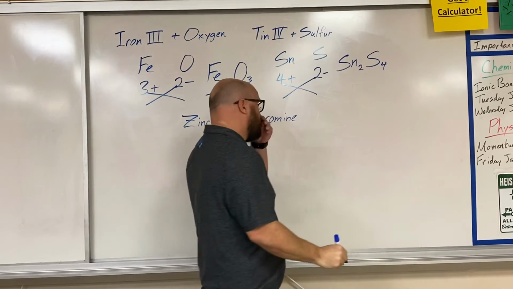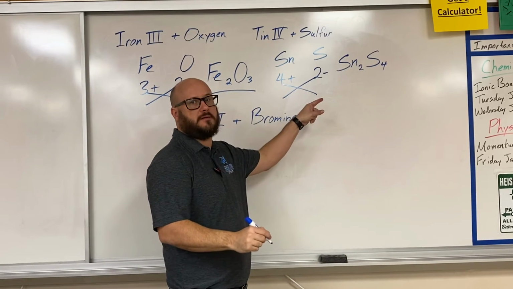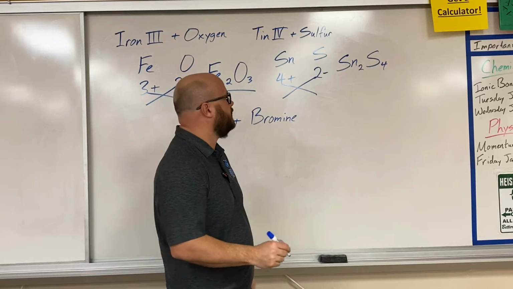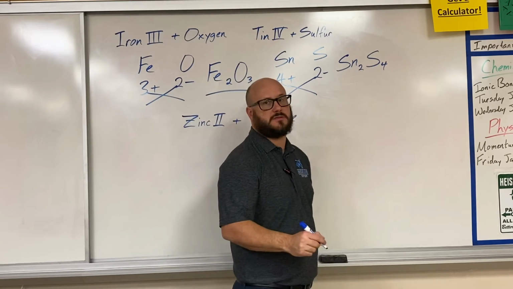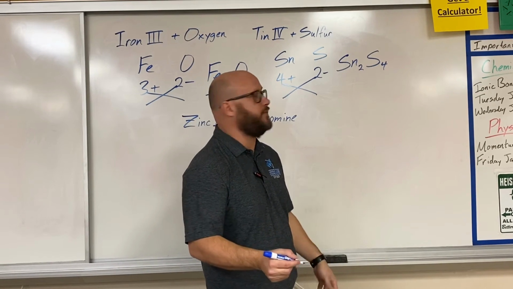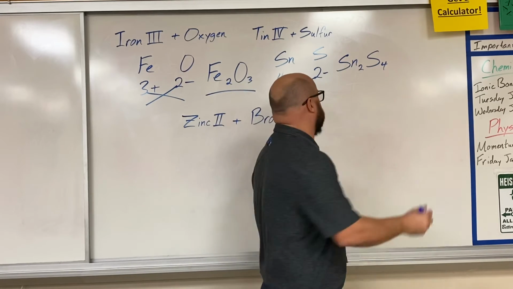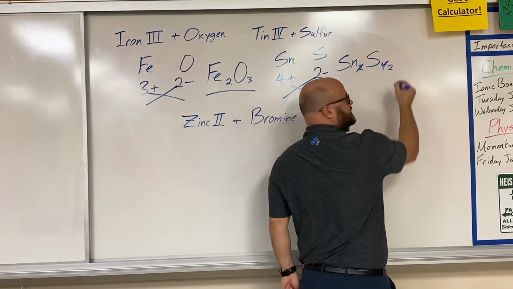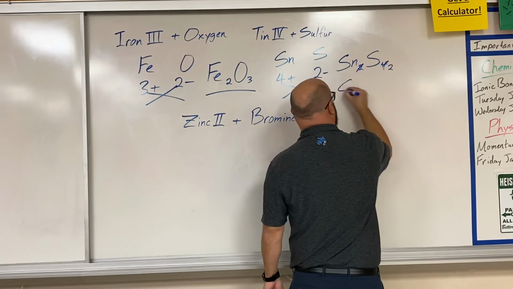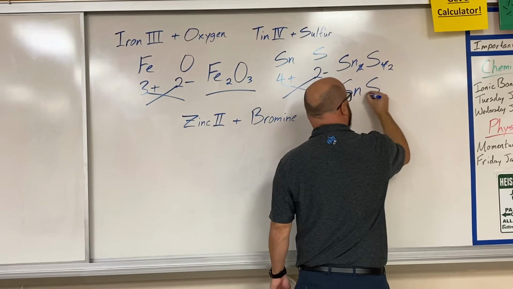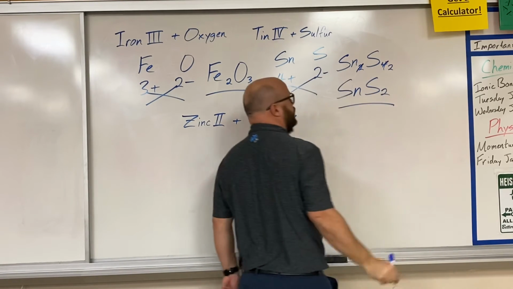Sn2S4. But what did we say earlier on the last video about reducing common numbers? Let's get it in the most simple form. So 2 to 4 is the same as 1 to 2. So our final correct formula would be SnS2.